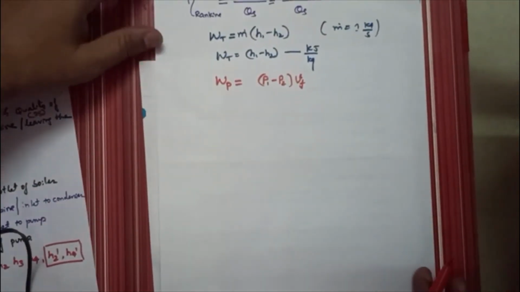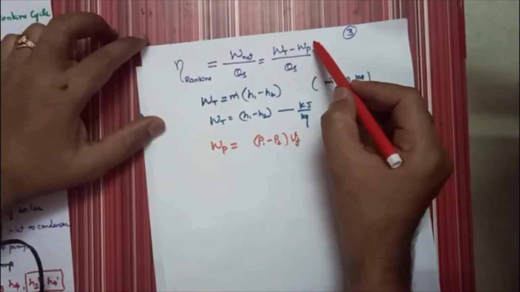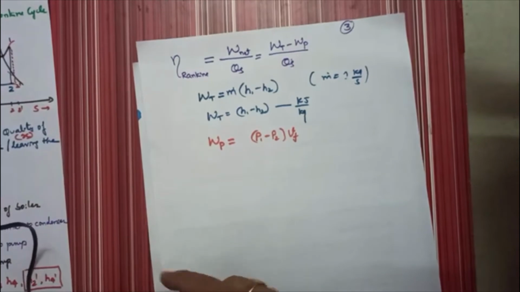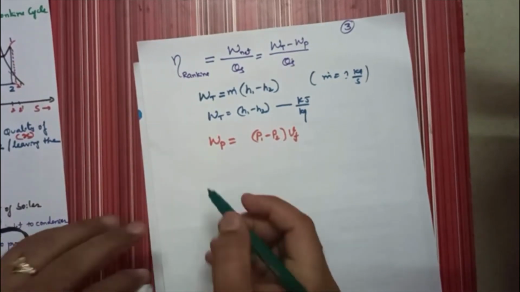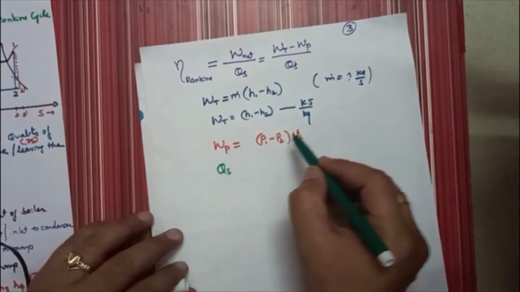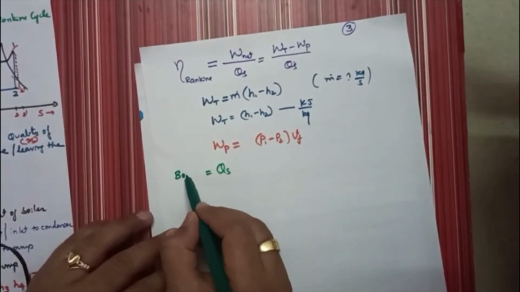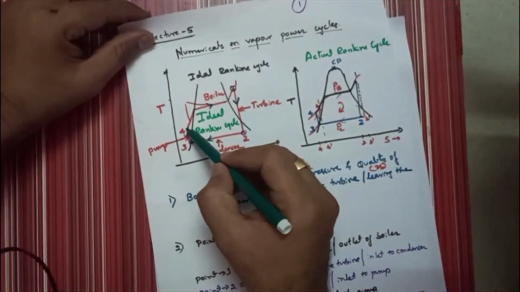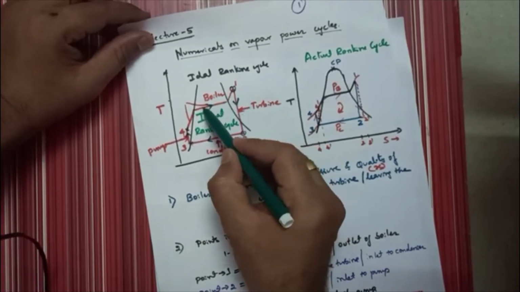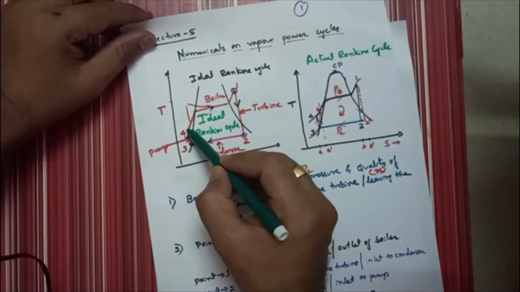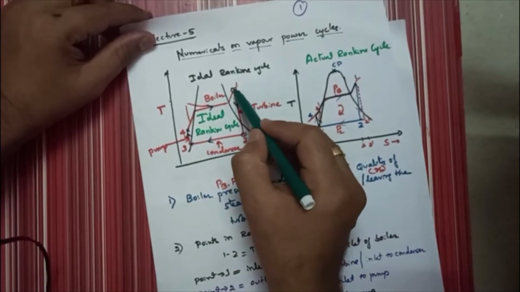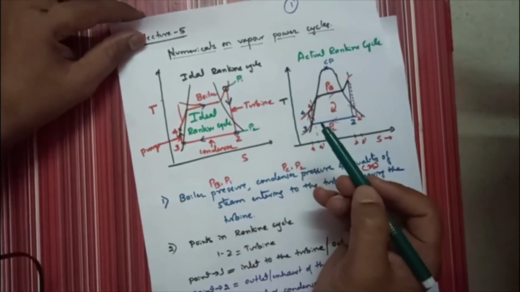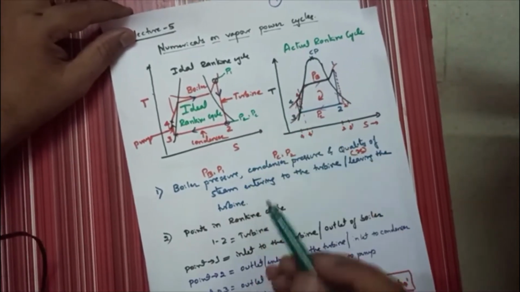Okay, next, so WT is over, WP is over. Now Qs. What is Qs? Qs is nothing but heat supplied to the water. So it is in the boiler. So the heat supplied process is between 4 to 1. This 4 to 1 is the entire heat supplied process. So it is at constant pressure, constant boiler pressure.